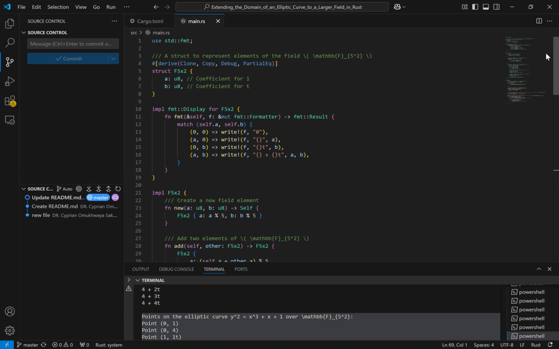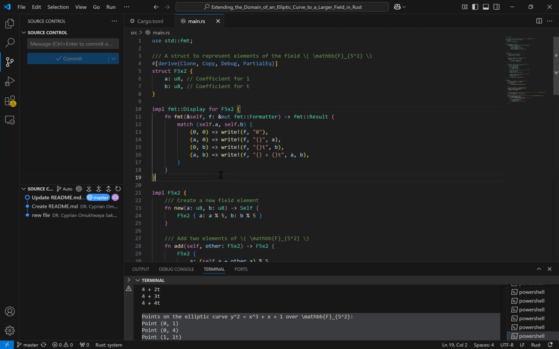Let's begin from above. Here we are defining the elements of the extended field, how they should look. And then there is the implementation. Now, this part is more important. Let me show you what it means.